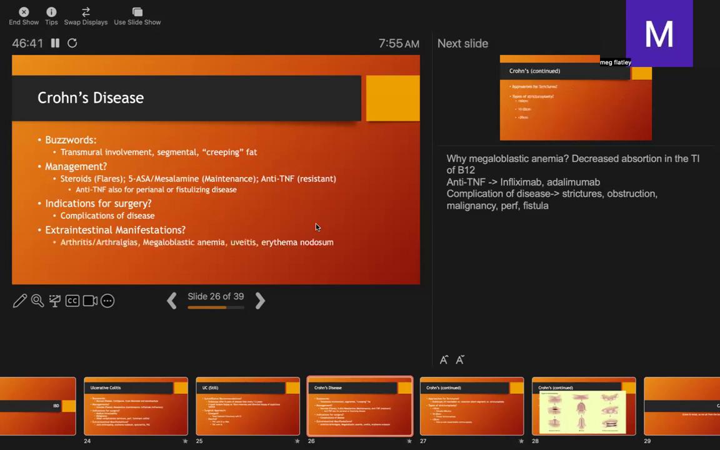Yeah. So arthritis, arthralgias, megaloblastic anemia, uveitis, erythema nodosum. Great. Same stuff. Why do they get megaloblastic anemia? Yeah, because of terminal ileitis. Great. They have decreased absorption of B12.